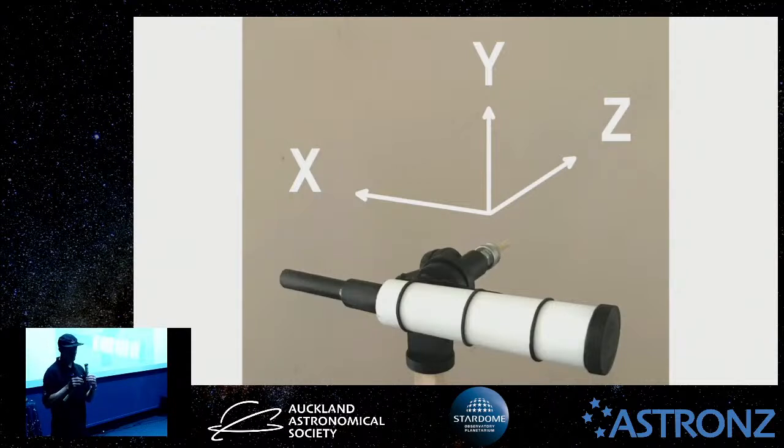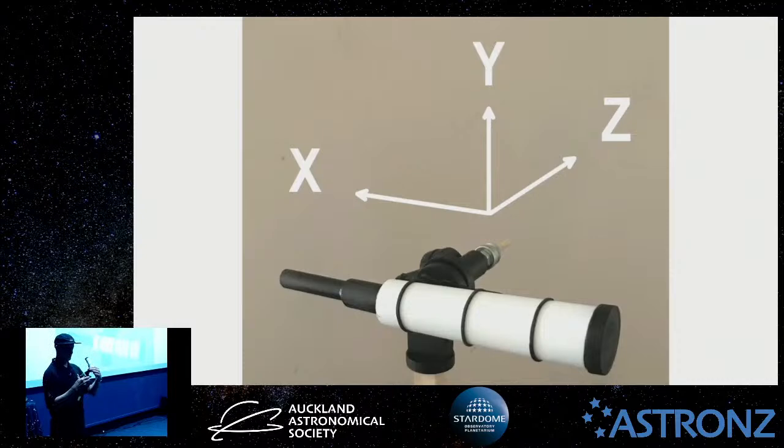And then the third dimension, in and out, you can't do that on the declination axis, because if you go out, it falls off and falls on the floor. So you can't do the third dimension on the declination axis.